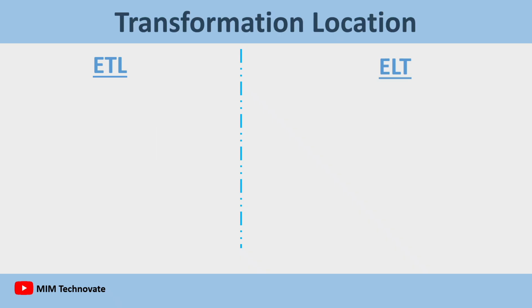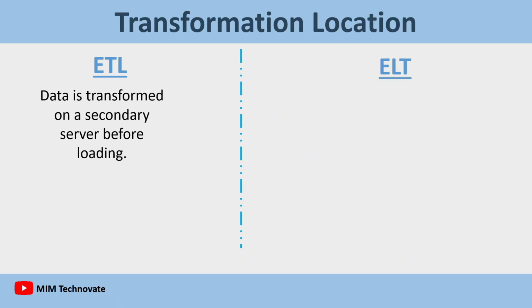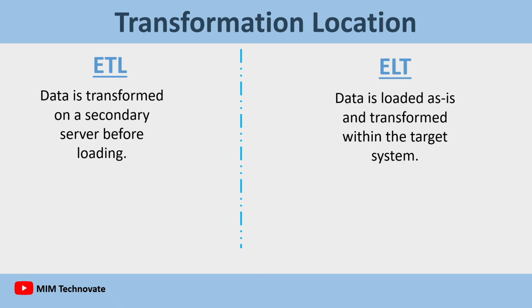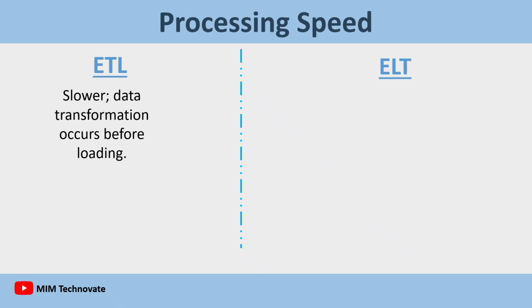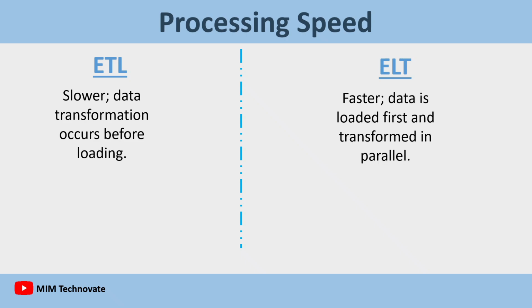Transformation location. In ETL, data is transformed on a secondary server before loading. On the other hand, in ELT, data is loaded as is and transformed within the target system. Processing speed. ETL is slower, as data transformation occurs before loading, whereas ELT is faster, as data is loaded first and transformed in parallel.